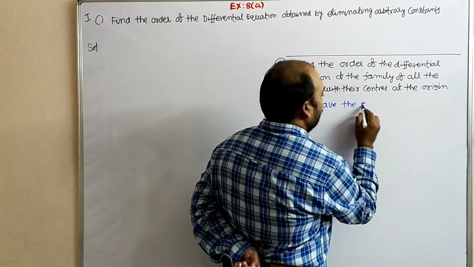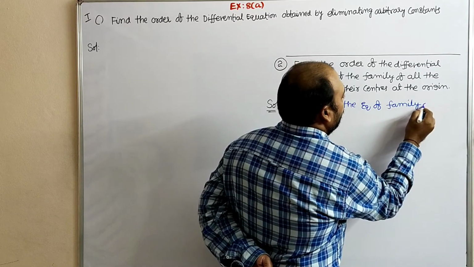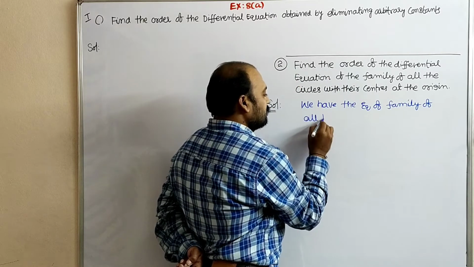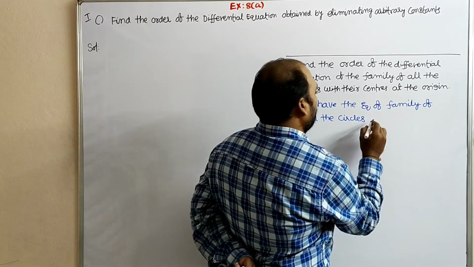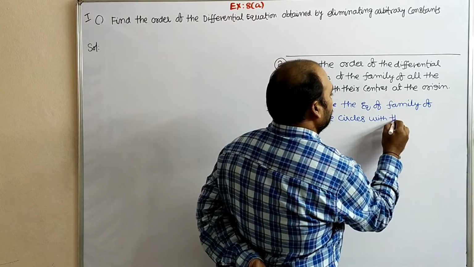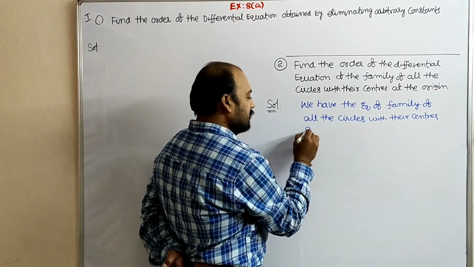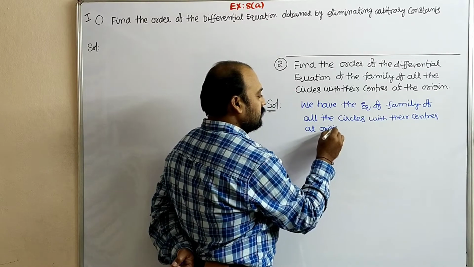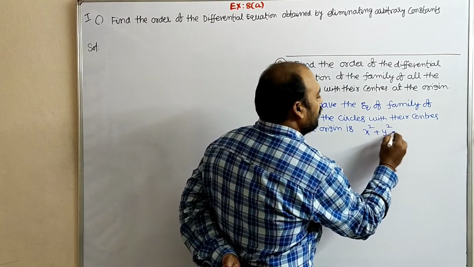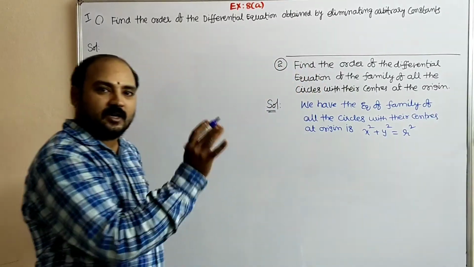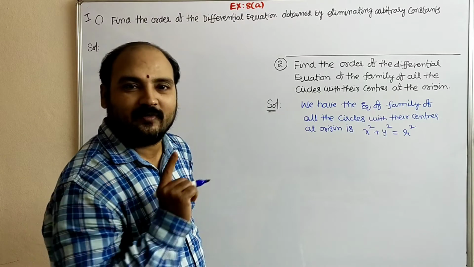We have the equation of the family of all the circles with their centers at origin is x square plus y square equal to r square. This is the given equation. How many arbitrary constants are there? r square. Only one constant is there.